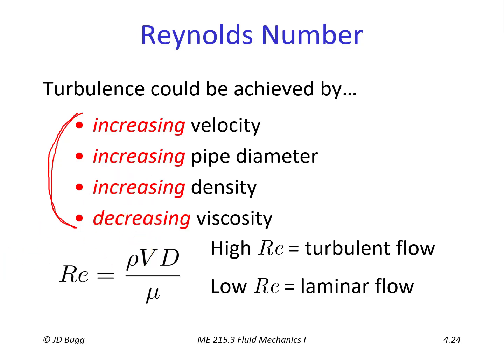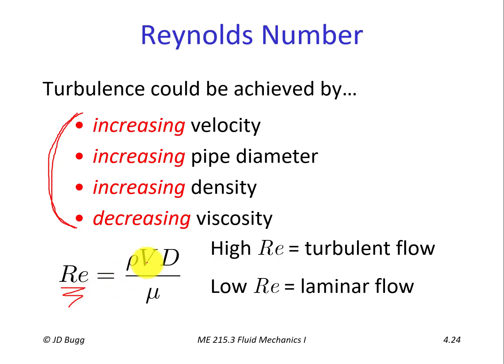Now, it also turns out that as long as you use a consistent system of units for all of these things, so in SI that would be kilograms per cubic meter, meters per second, meters, and for the dynamic viscosity, Pascal seconds, if you put all those units in there, you'll find out they cancel out. So Reynolds number is a dimensionless number. It doesn't have any units.